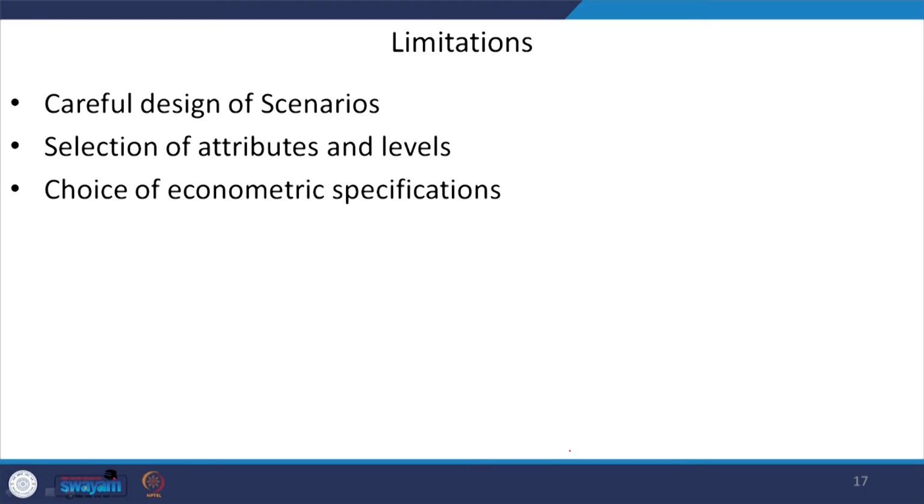The first thing is that we need to be very careful in designing the scenarios, because we need to identify each of the attributes and even identify the levels of these attributes. So, we need to be very careful, and sometimes we get biased, or because of misinformation or lack of information, we may avoid some of these attributes. We cannot actually create the scenarios as it should have been.